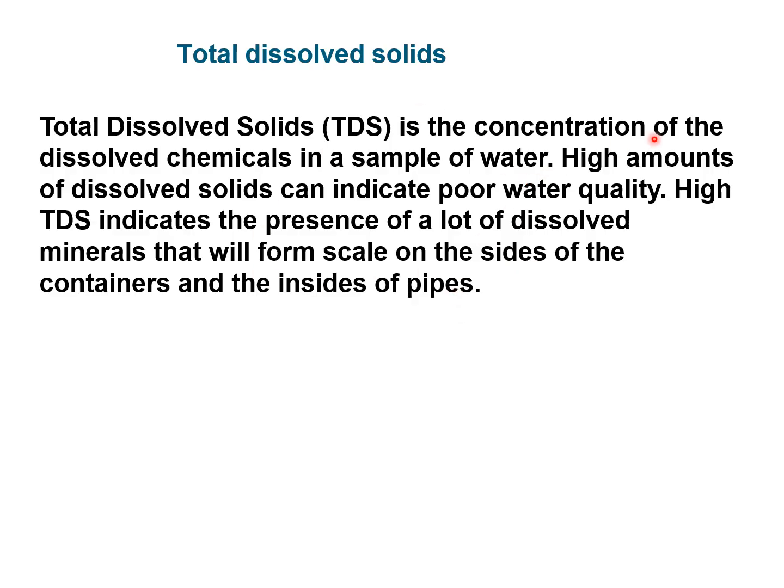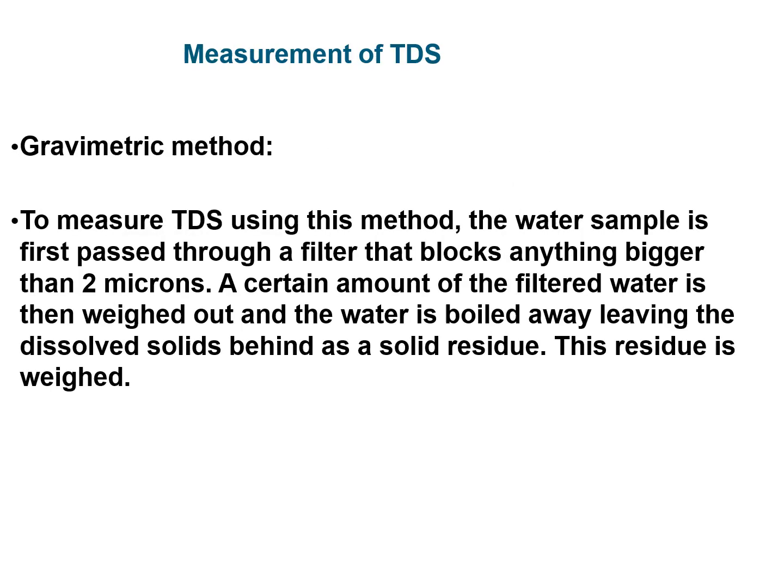So TDS is the concentration of dissolved chemicals in a sample of water. High amount of dissolved solids can indicate poor water quality. High TDS indicates the presence of a lot of dissolved minerals that will form scale on the sides of the container and the inside of the pipes.